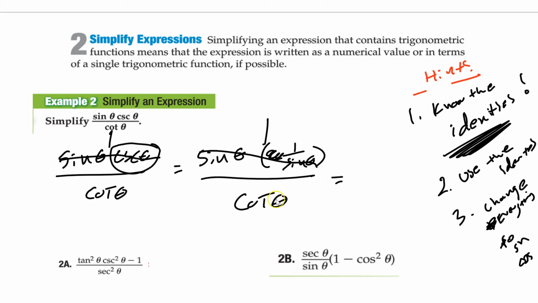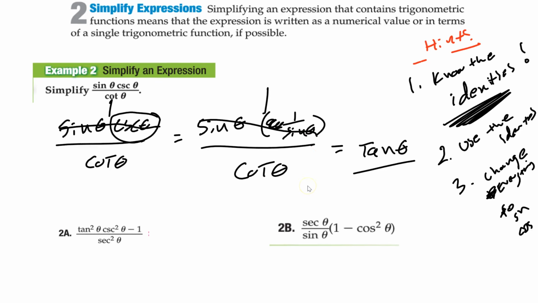Now you have 1 over cotan. What's the reciprocal of cotan? Tan. And that's it. That's all they want you to do. They want you to use the identity you know. So I'm like, oh, I know cosecant is the reciprocal of sine, so I wrote 1 over sine. These cancel out, I get 1 over cotan. What's the reciprocal of cotan? Tan. That's kind of the idea. That's an easy one, though. Let's do a harder one.